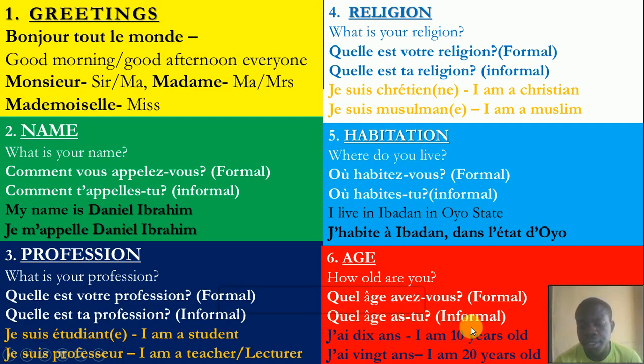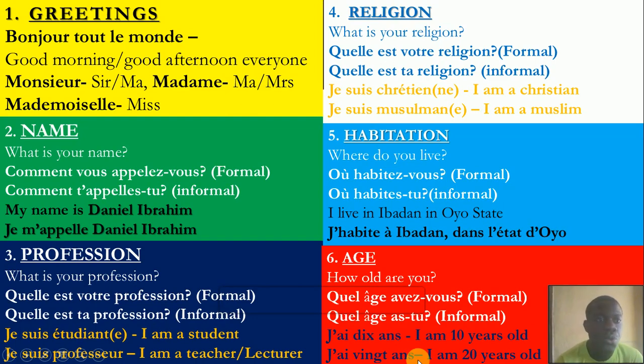If you ask your friend, quel âge as-tu? Now, how do we answer the question? One of the best ways to answer, if you want to say, I am 10 years old, you say, j'ai 10 ans. I am 10 years old. If you want to say, I'm 20 years old, you say, j'ai 20 ans.